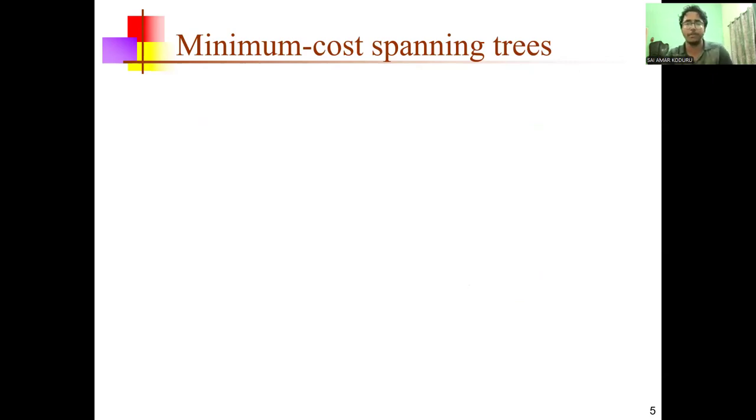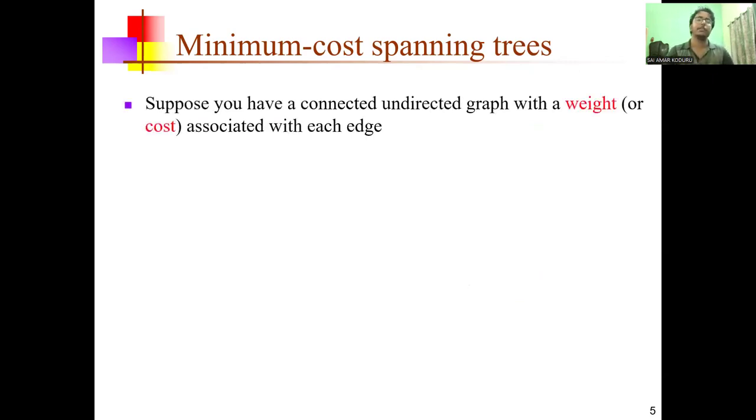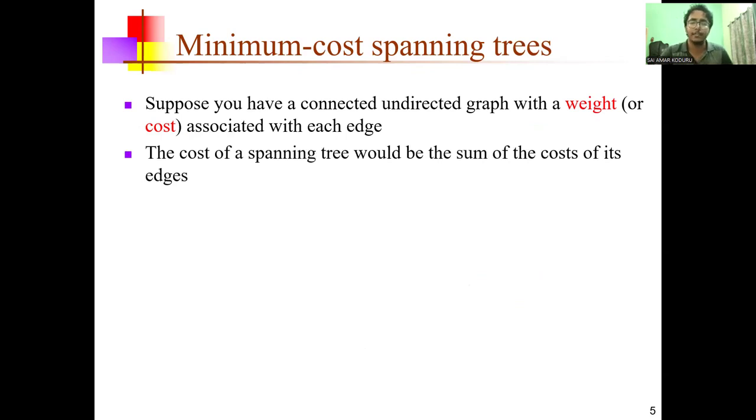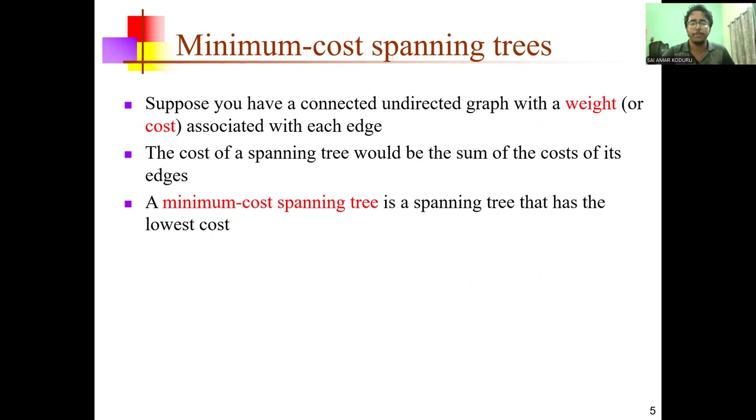Now let's talk about minimum cost spanning trees. Suppose you have a connected undirected graph with a weight, or let's say cost, associated with each edge. The cost of a spanning tree would be the sum of costs of its edges. A minimum cost spanning tree is a spanning tree that has the lowest cost, or let's say the least cost.